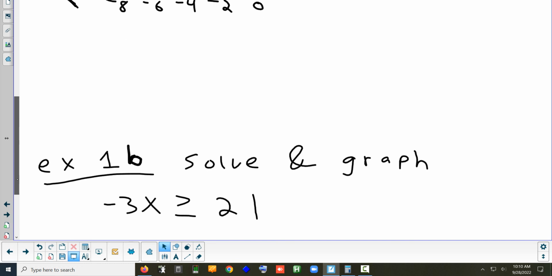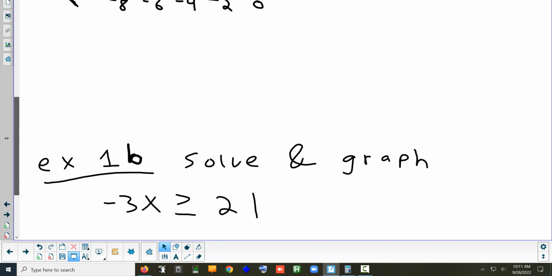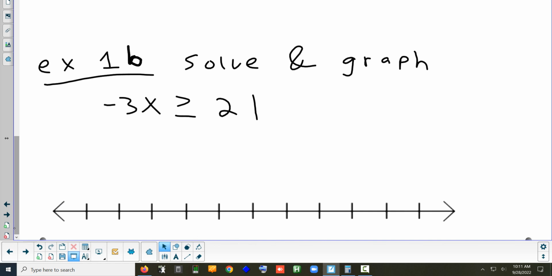All right. So 1b, you guys have that still on the front. See if you can take a couple minutes and get x by itself in that one. All right. So let's take a look at this one. Negative 3x is greater than or equal to 21. First thing, does anybody see what operation we're going to have to use on both sides? Are we going to have to add, subtract, multiply, or divide? We got to figure that out first. Yep, divide. We are going to have to divide.